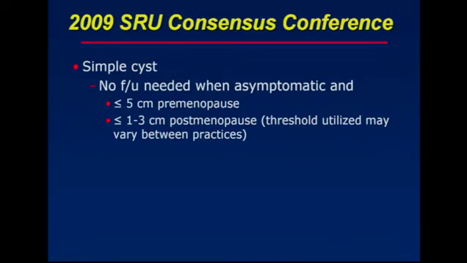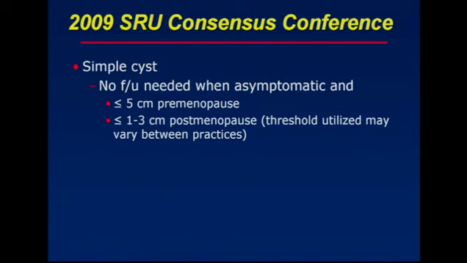Well, the consensus conference did come to a consensus on this issue. For simple cysts, the experts in attendance for that conference agreed that really follow-up was not indicated when an asymptomatic woman had a simple cyst and she was premenopausal and that cyst measured less than or equal to 5 centimeters in maximum diameter. There was a little bit less consensus with respect to the size cutoff in postmenopausal patients.